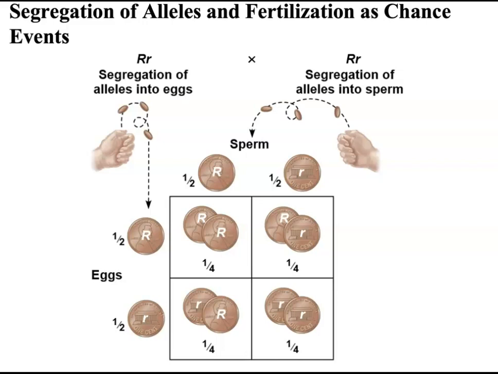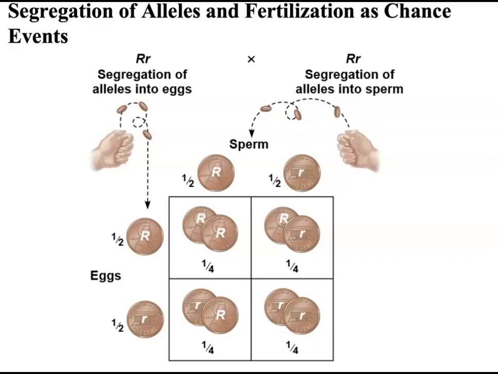This is where the coin toss comparison comes into play. Just like you have a 50% chance of getting heads or a 50% chance of getting tails, the likelihood of getting the big R gamete or the little r gamete is 1/2 or 50% each. Both of our parental individuals are hybrids, therefore this is true for both of them. When we set up the Punnett square, the gametes are placed along the top and left sides.